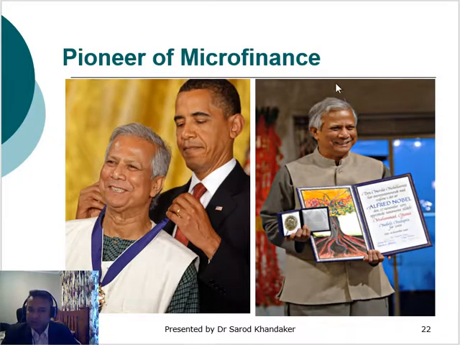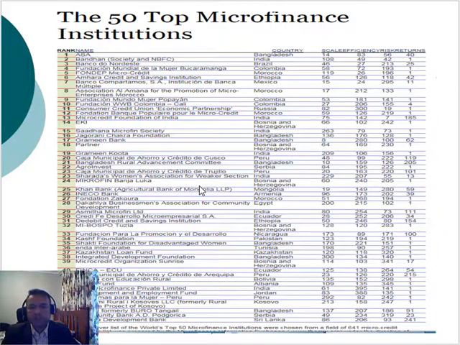The next slide is a picture of the pioneer of microfinance, Professor Dr. Yunus, who received the Nobel Peace Prize because of his microfinance institution, the Grameen Bank, which also won the Nobel Peace Prize. And this slide shows the top 50 microfinance institutions across the globe. Number one is ASA, which is located in Bangladesh. The second is Bandhan, which is located in India, and so on.